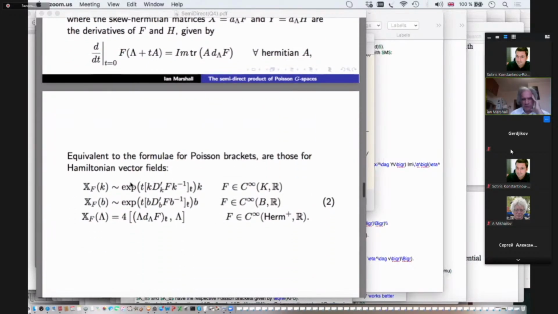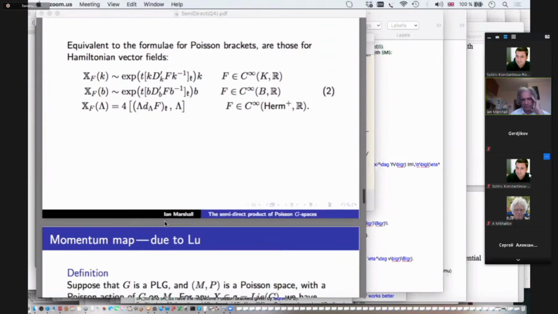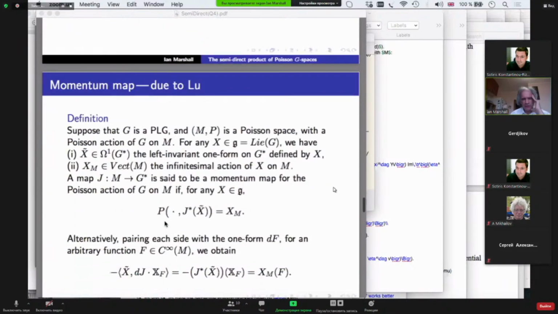And here's the Hamiltonian vector fields corresponding to these. So again, you see that they involve these projections. And here's another misprint, that should be a B. So take the projection onto B, is a projection onto K, and here's a projection onto K.